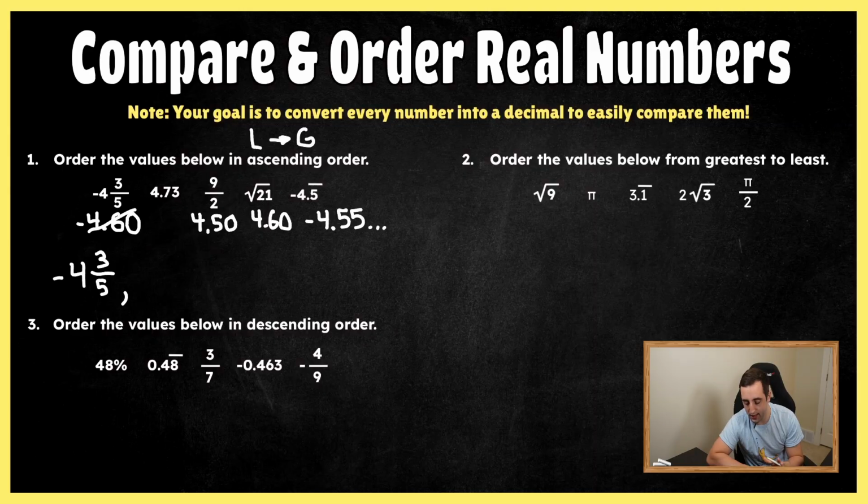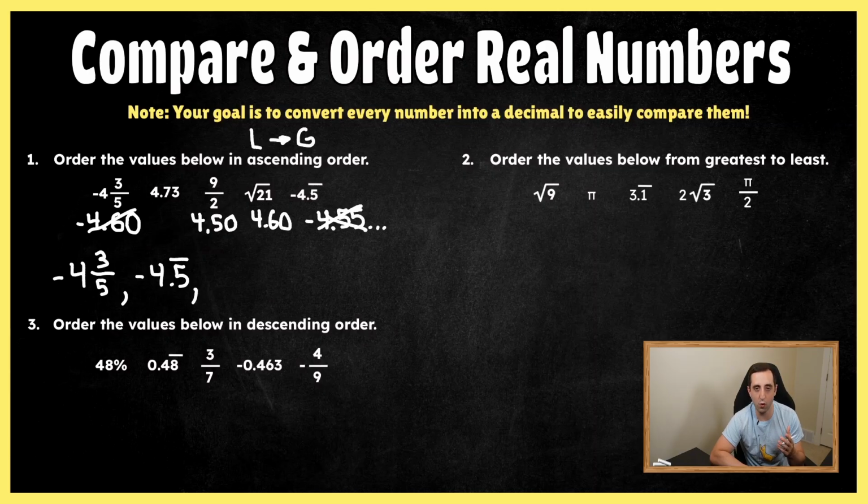Now, which one is the next smallest? Well, it's going to be the only other one that's negative, which is the -4.5 repeating. So we can cross that one out now. That one's done. And now we're on to all the positive decimals. Well, which one is the next smallest? We have 4 and 50 hundredths, 4 and 60 hundredths, and 4 and 73 hundredths.